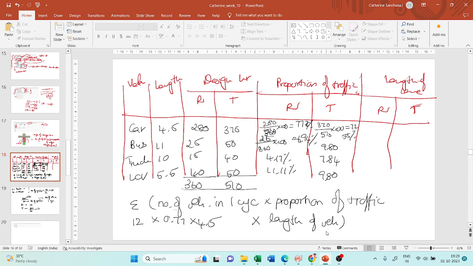Okay, but even if I take that, I'm not getting the answer. I have answers for each row also, and that answer I'm not able to match. 280 divided by 30, into the proportion of traffic, which is 0.77, right? Into 4.5. Still I'm not able to get it.